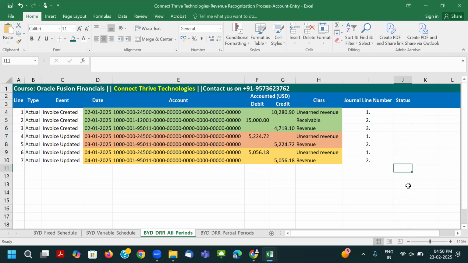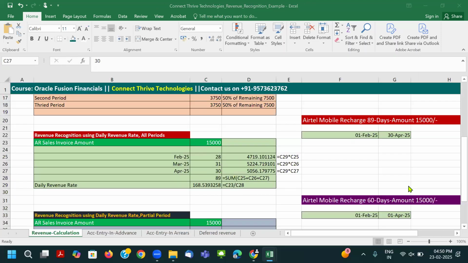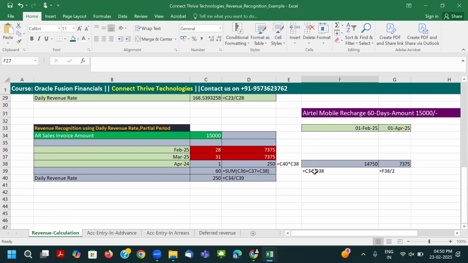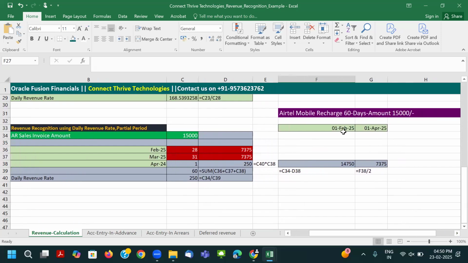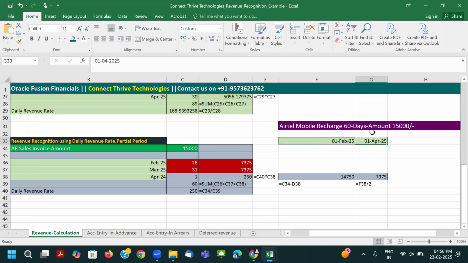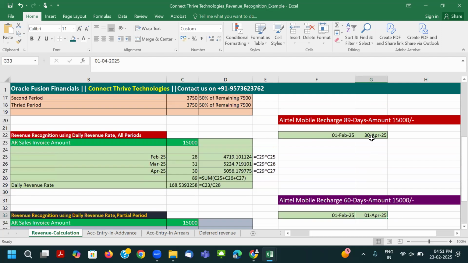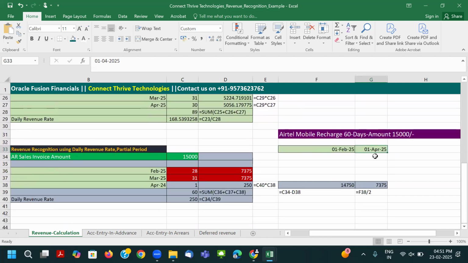Okay. So the next one, the last one. It is also very important, but it is a bit tricky. So please listen very carefully. Let's see here: the same retail mobile recharge for 60 days. The amount is 15,000. The plan started from February 1st to April 1st only. It's April 1st, not the entire April 30. Here we usually calculate April 30, but here only till April 1st.